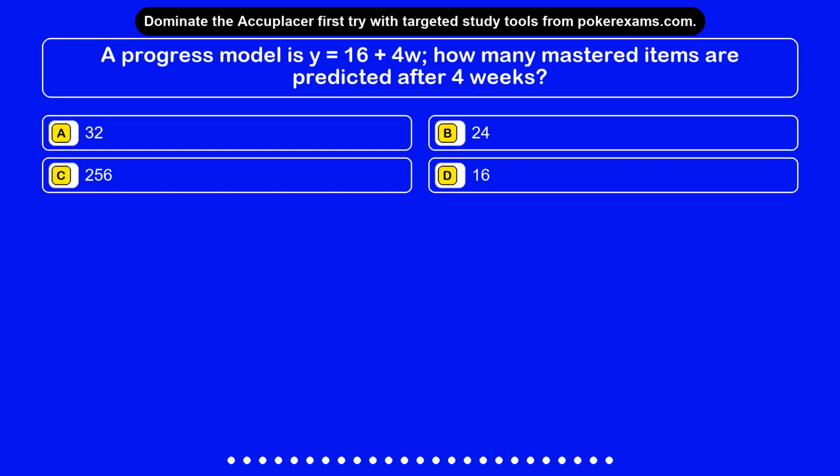Question 11. A progress model is y equals 16 plus 4w. How many mastered items are predicted after 4 weeks? Option A, 32. Option B, 24. Option C, 256. Option D, 16.